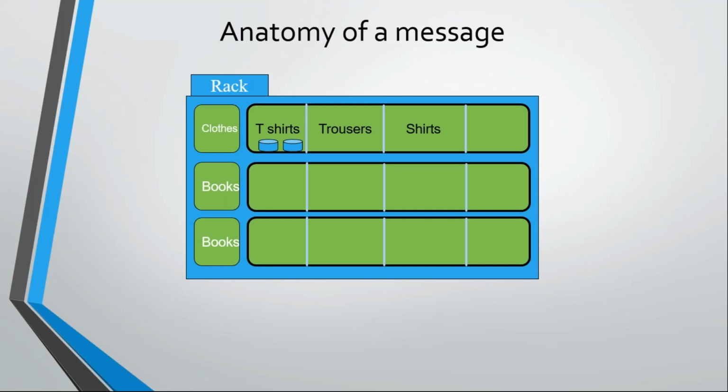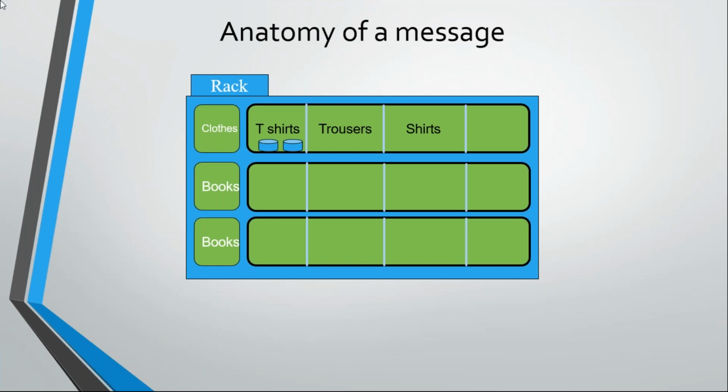The first shelf has the name of clothes. The second shelf has the name of books. The third shelf has the name of books as well. Let us say there are 2 people in the house who have this rack, and one of the guys is leaving the house for that day, and he went out.